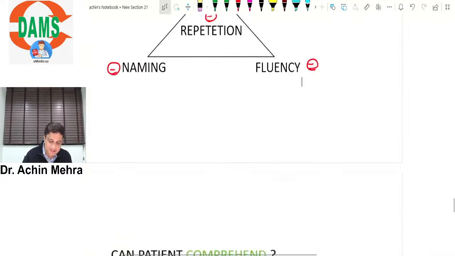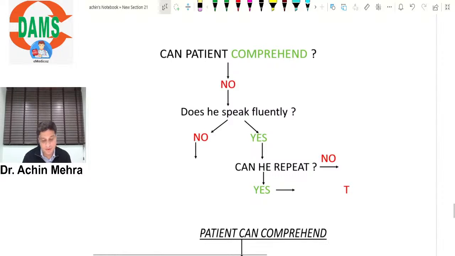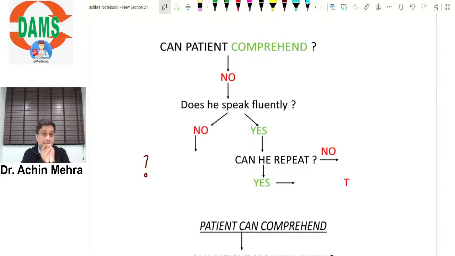So let's quickly revise everything in a simple way. Can the patient comprehend? No. Some problem in his Wernicke's area. Can the patient speak fluently? No. He cannot comprehend, he cannot speak. Answer me, what aphasia is this? It's a quick revision for all of you.